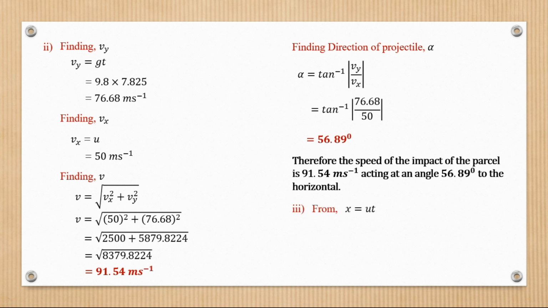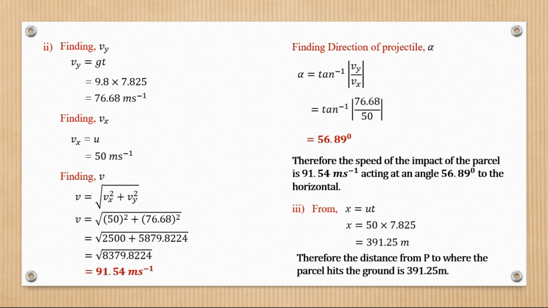Now in the next one we are asked to find the horizontal distance from P to the point where the parcel lands. So we can use x = ut to find the horizontal distance, because we don't know what that x value is. We already know what u is and we know the time of flight, so this is possible. So x = 50 times 7.825, which is 391.25 meters. Therefore the distance from P to where the parcel hits the ground is 391.25 meters.